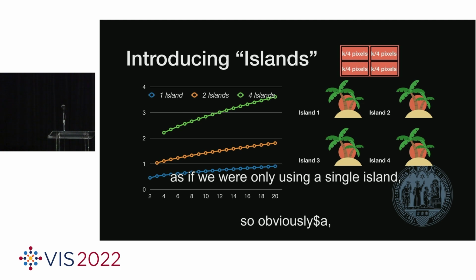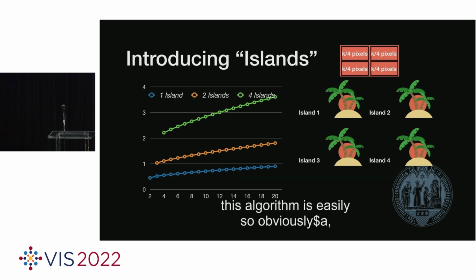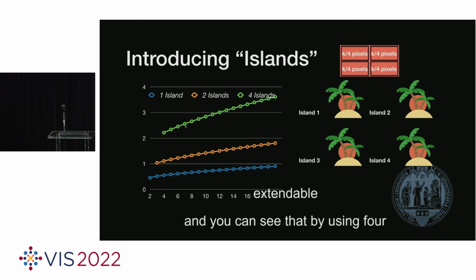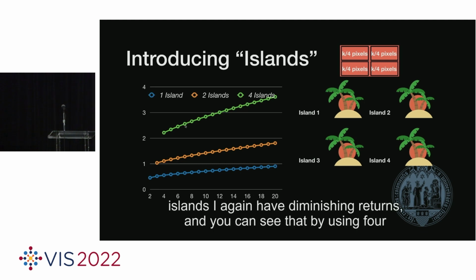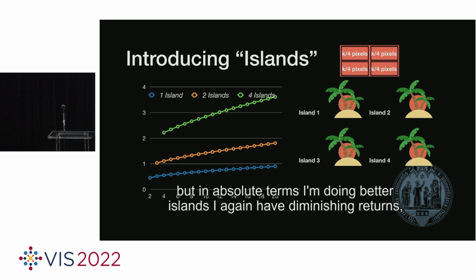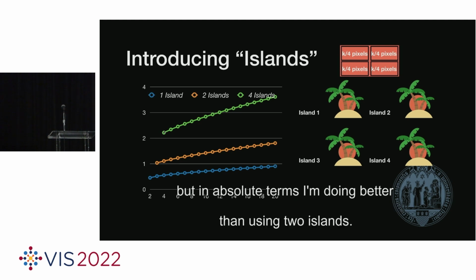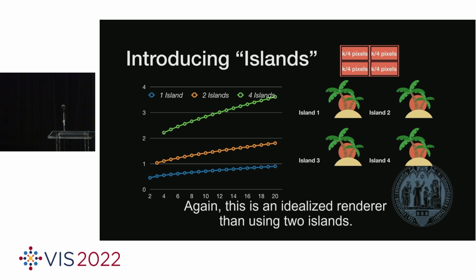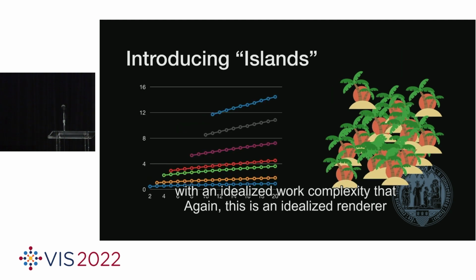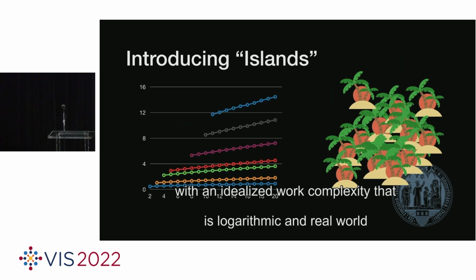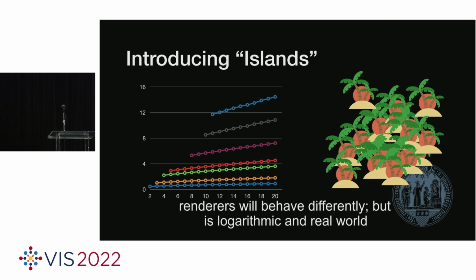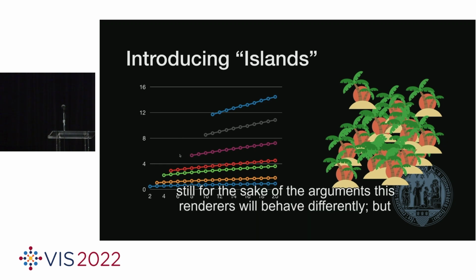So obviously, this algorithm is easily extendable. And you can see that by using 4 islands, I again have diminishing returns, but in absolute terms, I'm doing better than using 2 islands. Again, this is an idealized renderer with an idealized work complexity that is logarithmic, and real-world renderers will behave differently. But still, for the sake of the argument, this is what we observe.